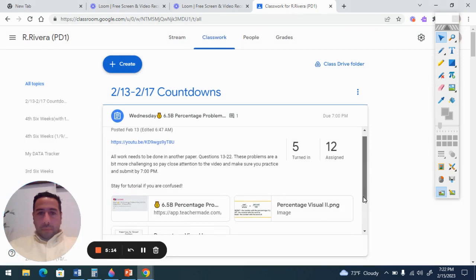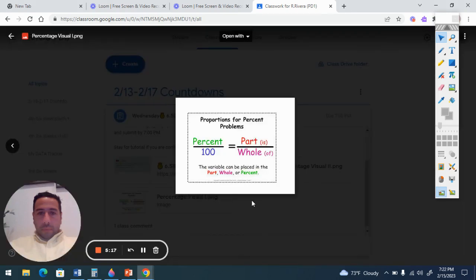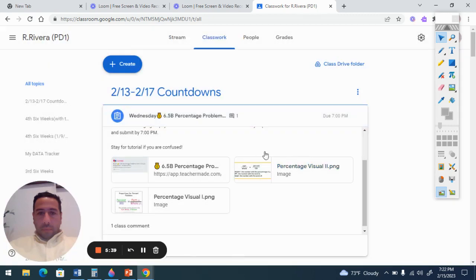I also shared the other one. Same thing. The variable is the unknown, what they're asking you. It's only gonna be these three things, guys. Either they want the part, which is the is, or they want the whole, the of, or they want the percent, which is the x out of 100 whenever they say what is the percent. So that's what you should be doing with these problems.